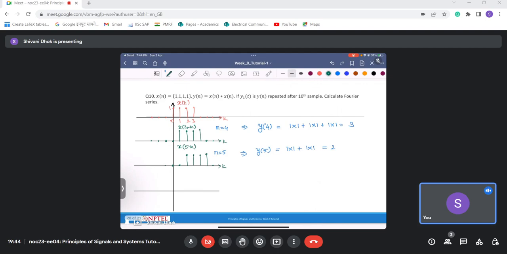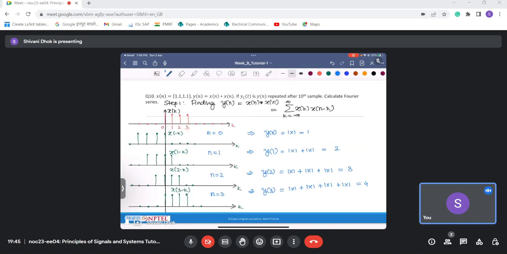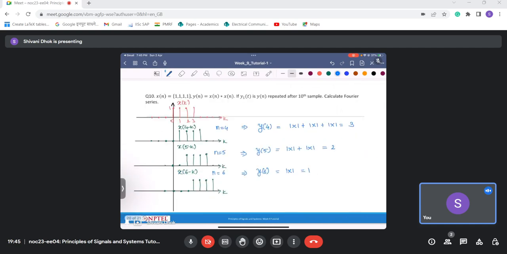Now again I'll shift it by 1 unit towards right, which is something like this. Okay, and there is 0 everywhere else. So this is basically x of 6 minus k, which means that n is equal to 6. N equal to 6 means y of 6 is equal to, there is only one overlap, that is at 3, here and here. So we have 1 into 1, which is equal to 1. And now if I shift it further, then there won't be any overlap, and that's why after n equal to 6 it will be all 0. Similarly, before n equal to 0, y of n will all be 0.